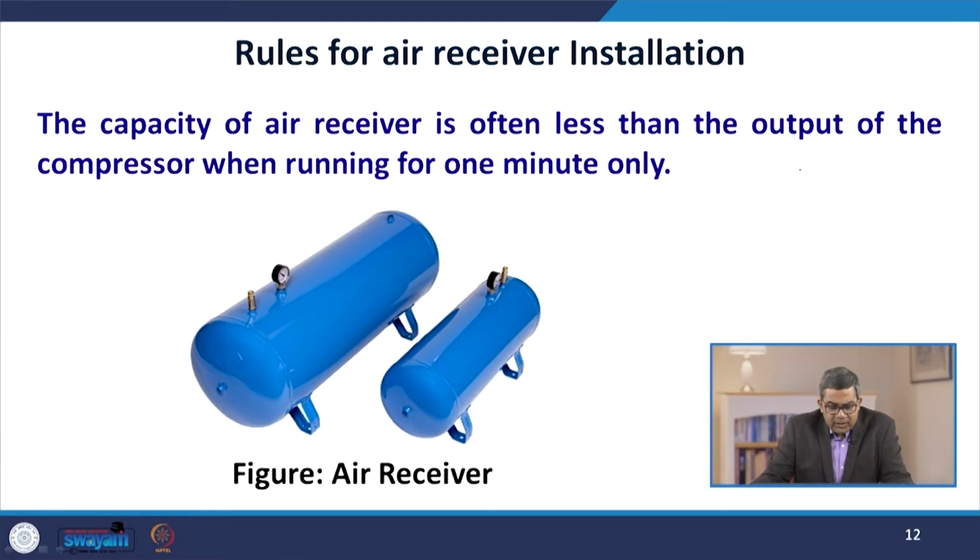Now there are several rules which are related to air receiver installation. The rule is the capacity of the air receiver is often less than the output of the compressor when running for 1 minute only.